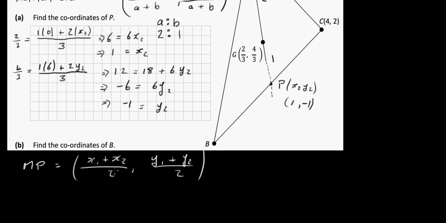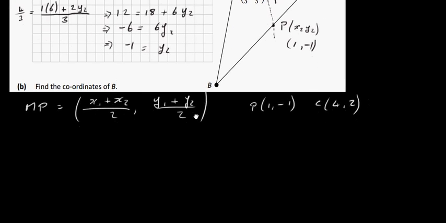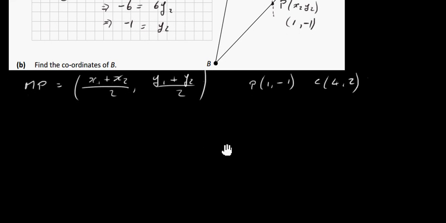So it's just really the average of the x's, the mean of the x's, the mean of the y's. So let's do that. So we have p here is 1, -1, and we have c here as 4, 2. Okay. Now I'll call b here x1, y1. I know that the x coordinate is going to be 1. So this is 1, and that's going to be equal to 4 plus my x1, if you like, over 2.